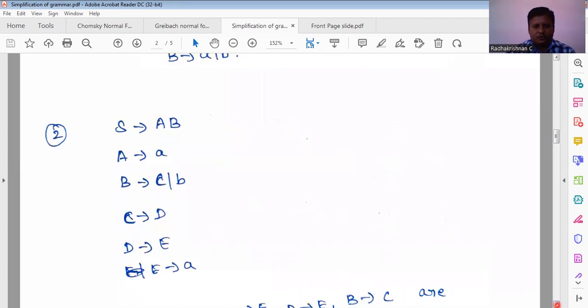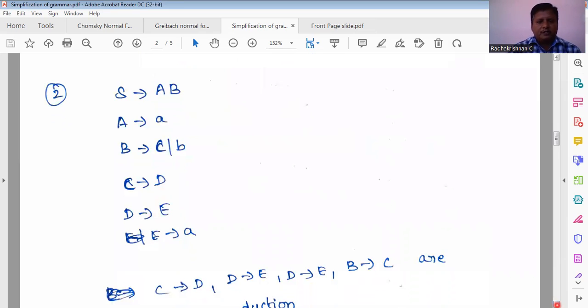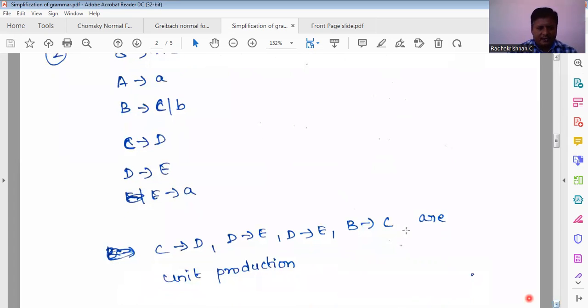Consider the second example: S gives AB, A gives small a, B gives capital C, C gives capital D, D gives capital E. Here, three unit productions are there: B gives C, C gives D, and D gives E.